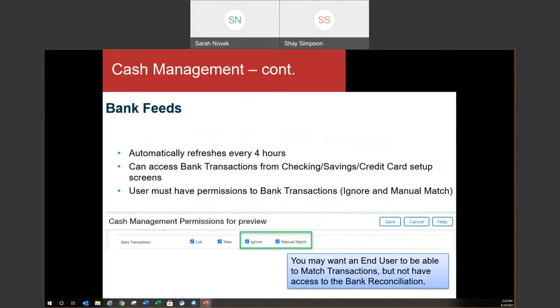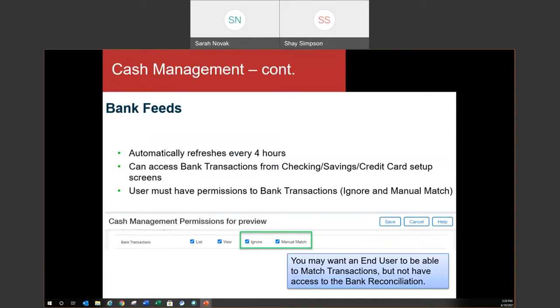All right, continuing to look at cash management. We've got some enhancements to bank feeds. Our bank feeds are now going to automatically refresh every 4 hours. If you are connected to the bank feeds, you don't have to do anything. This is going to be an automatic refresh every 4 hours.